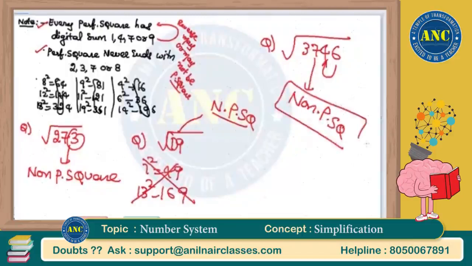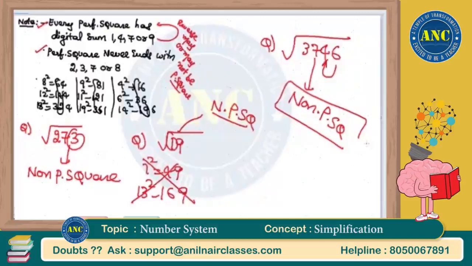Every perfect square has a digital sum of 1, 4, 7 or 9. A perfect square never ends with 2, 3, 7 or 8. If it is ending with other than 2, 3, 7 or 8, please check the tens place nature.